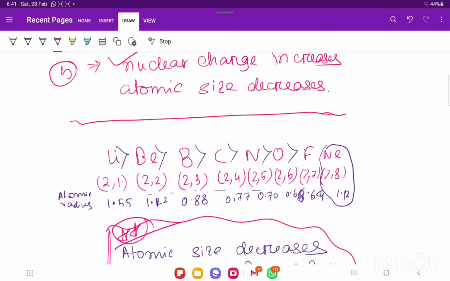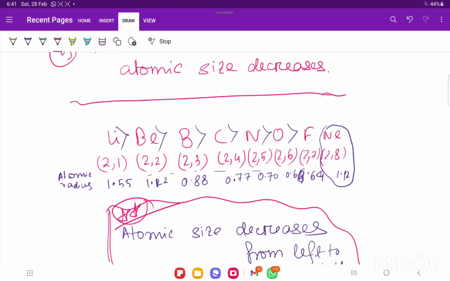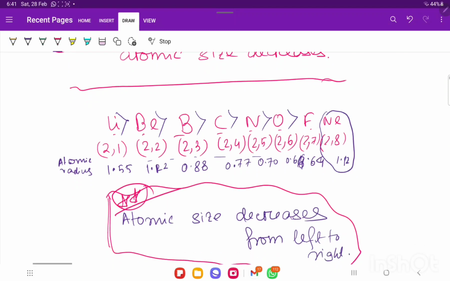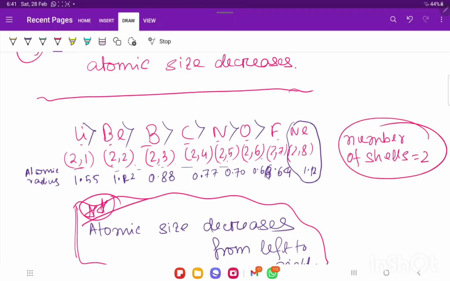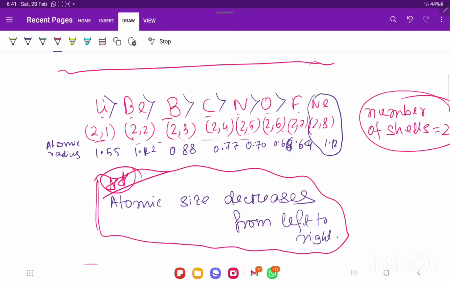Now we'll see how it affects across a period from left to right. Let's say the elements are lithium, beryllium, boron, carbon, nitrogen, oxygen, fluorine and neon. Their electronic configurations are 2,1; 2,2; 2,3; 2,4; 2,5; 2,6; 2,7; 2,8. Now we know there are two factors: first the number of shells and second the nuclear charge. Here all the elements have 2 shells, so the number of shells is constant for all the elements across a period.